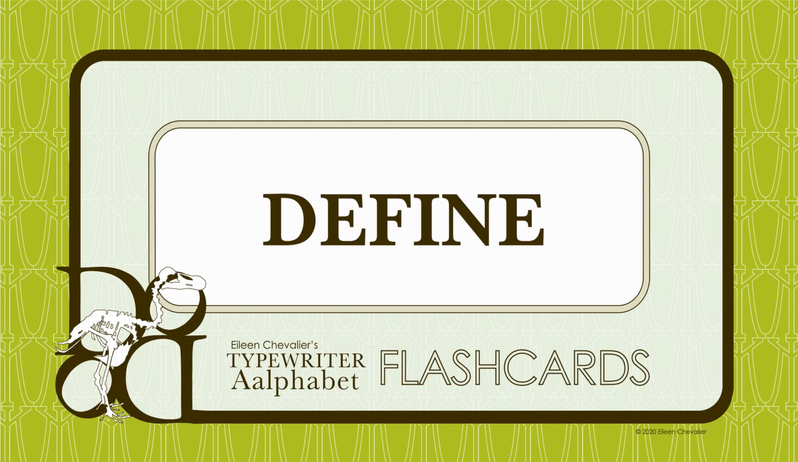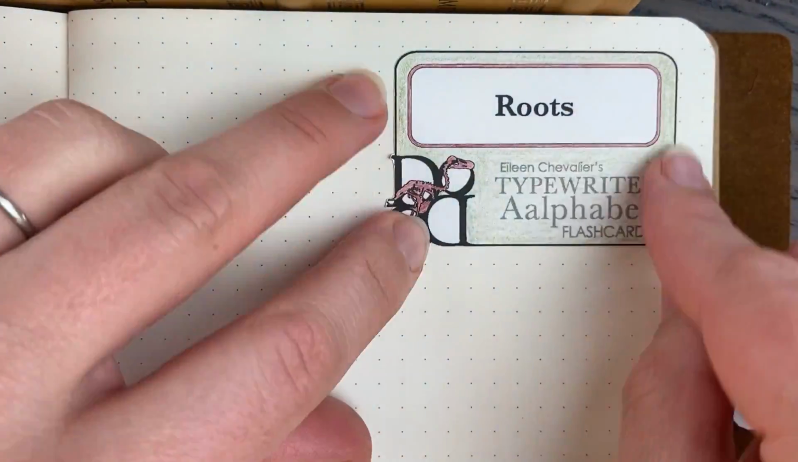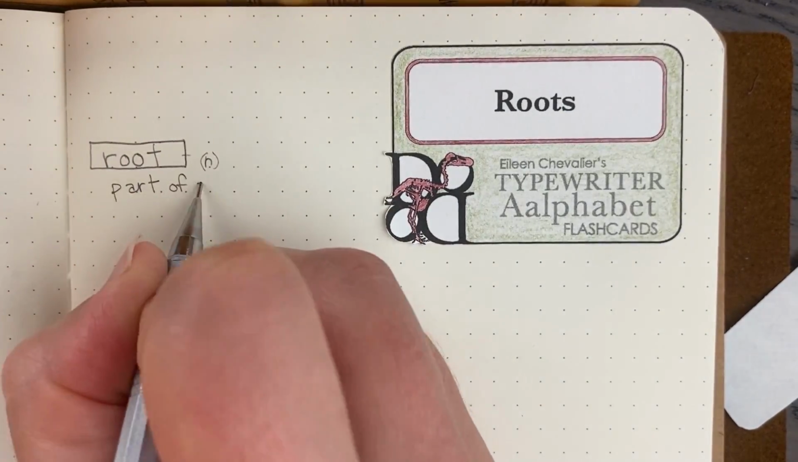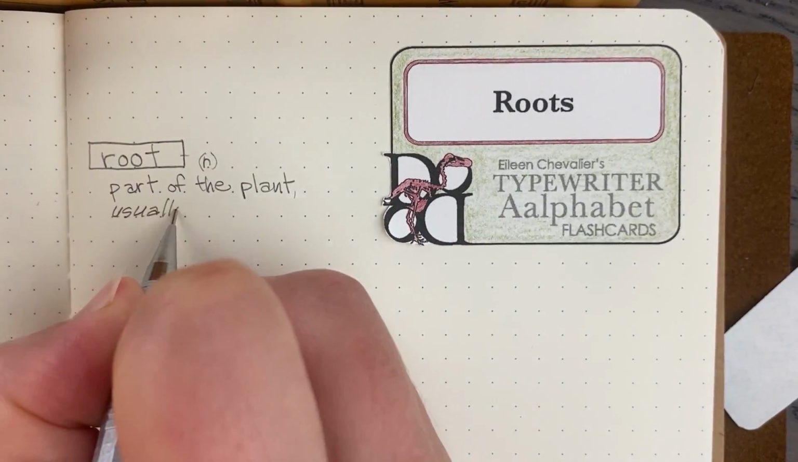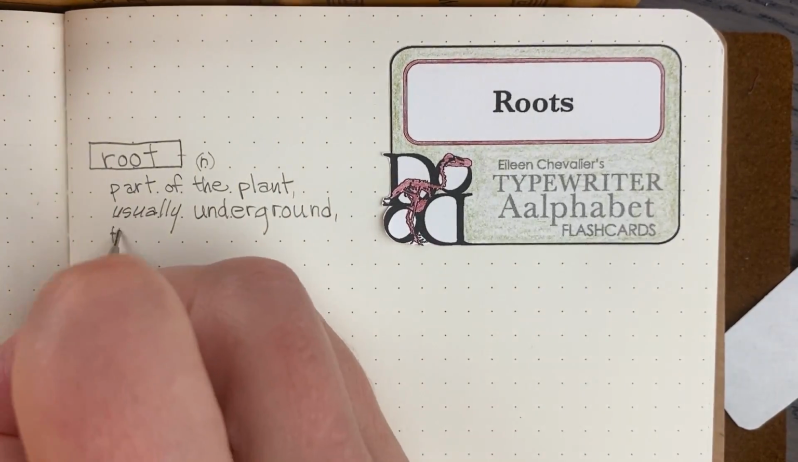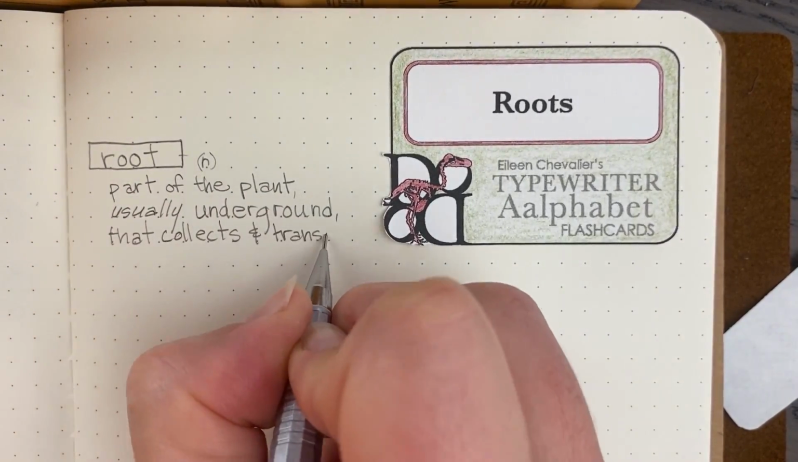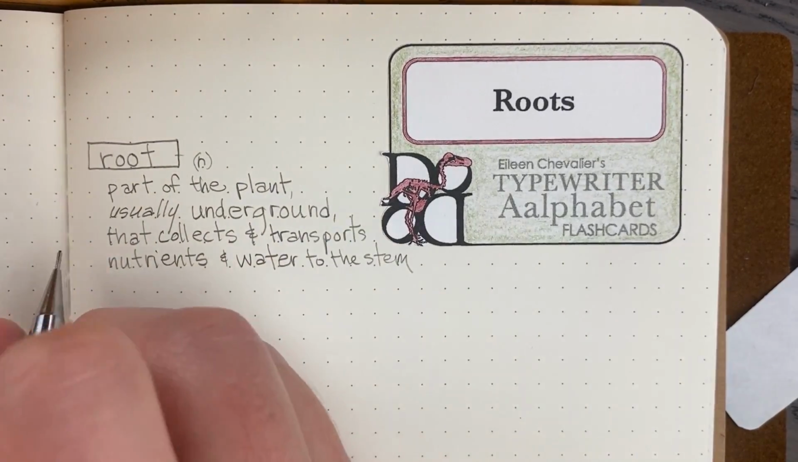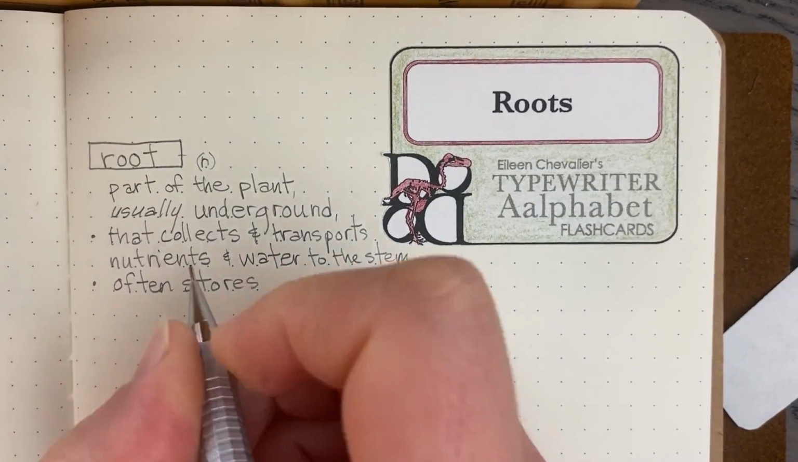So go ahead and get out your journal, and I will read a definition for you and you can put it in your journal. Root: part of the plant, usually underground, that collects and transports nutrients and water to the stem, anchors the plant, and often stores nutrients and food.